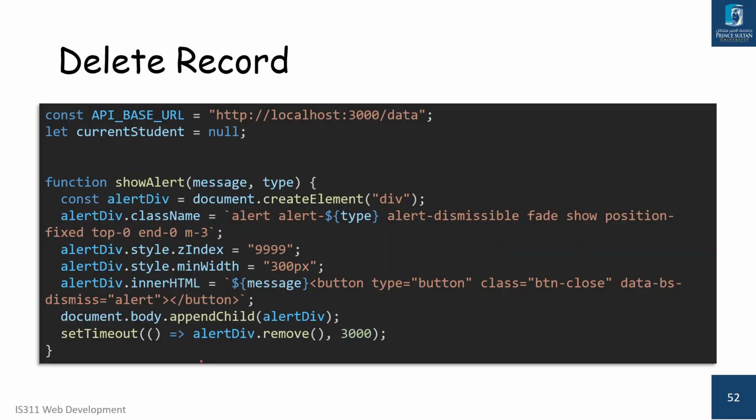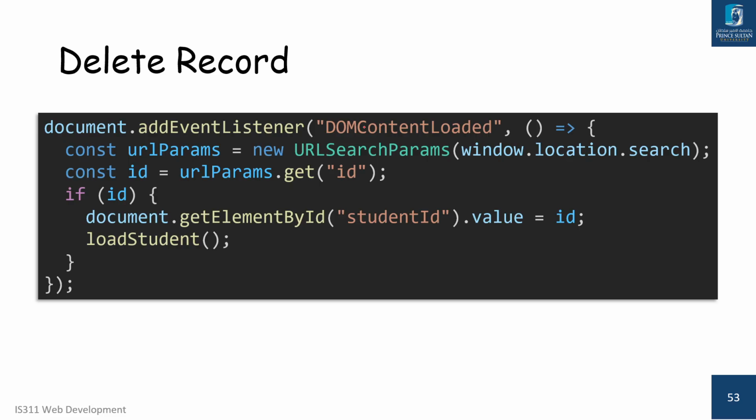And then of course, for the JavaScript part, we have a show alert method. We also specify the current student, and the base URL, and then we also have the event listener. So if the id is given, when we click on the delete button on the index page, it will automatically load that information for us. This is the same thing that we did in the view and update record page.